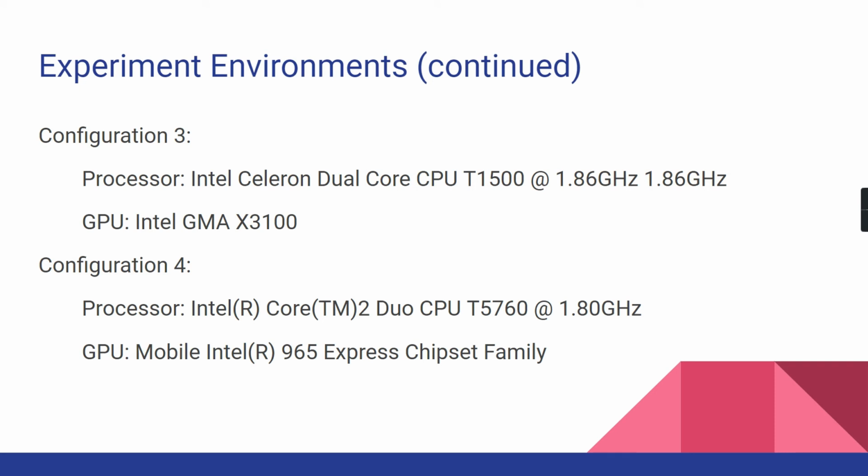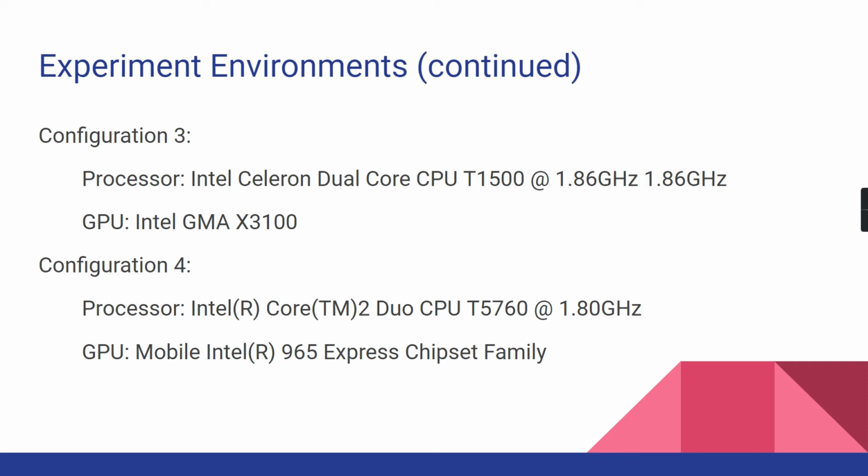The Intel Clarion dual-core CPU was used in configuration 3. It was also clocked at 1.6 or 1.86 gigahertz, and this configuration has the same GPU as the previous one, the Intel GMA X3100. Like I said, a standard for older laptops.